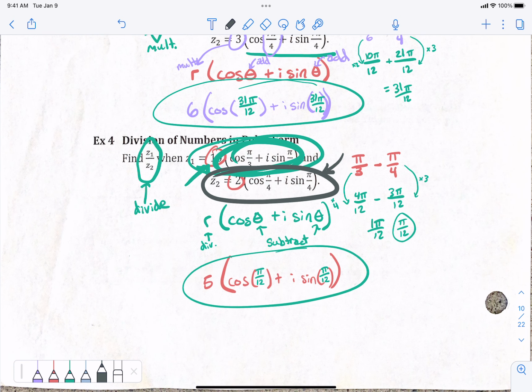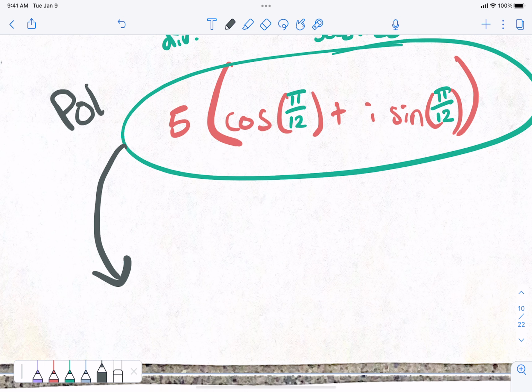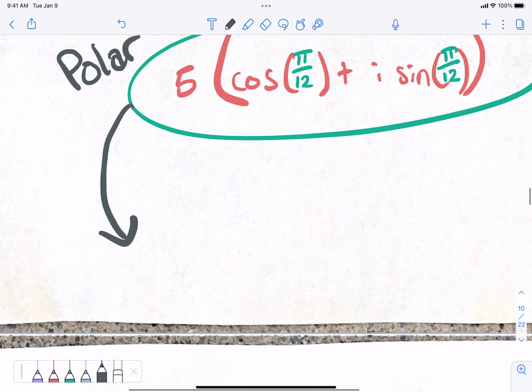Do we have to write them in the a plus bi form? On the back? Yes. Good question. One more thing. On the back side of your homework assignment, go back to this page, your bottom example. They're saying write it in polar form. So they want you to multiply and add, or multiply and divide. Write it in polar form, and then also write it in a plus bi form.